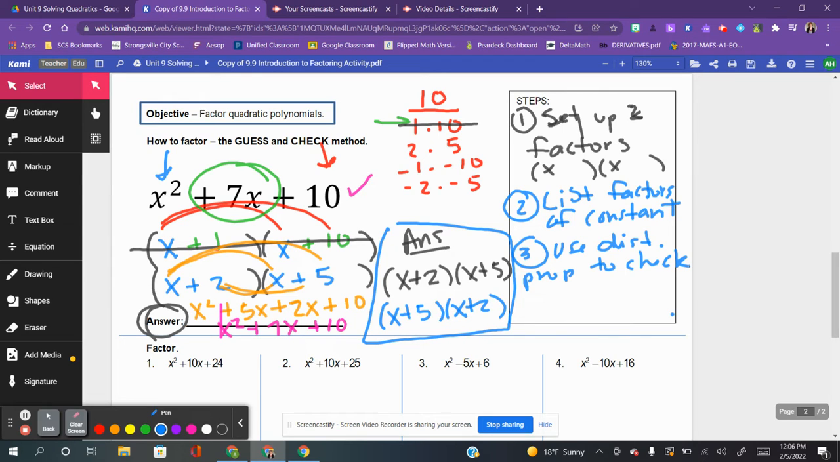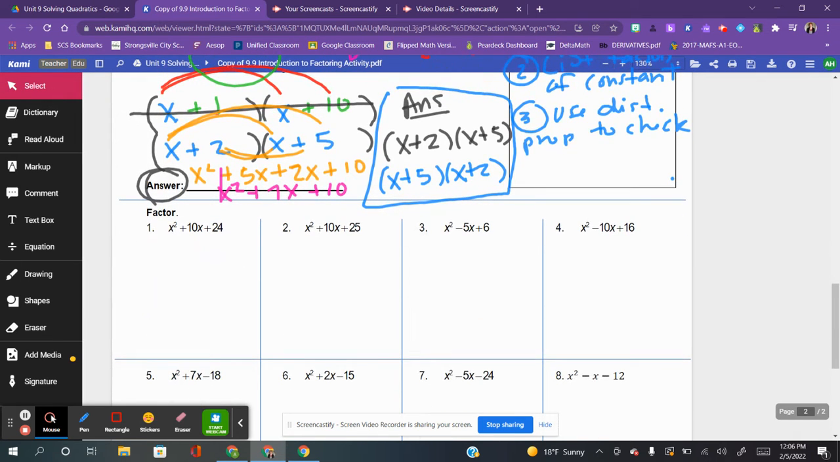All right, and so I would like to do a couple here with you guys, okay? All right, and so let's try this first one here. First thing I'm going to do is I'm going to set up my two groups, and I've got x times x. And I need to find factors of 24. So factors of 24 would be 1 times 24 and 2 times 12 and 3 times 4.